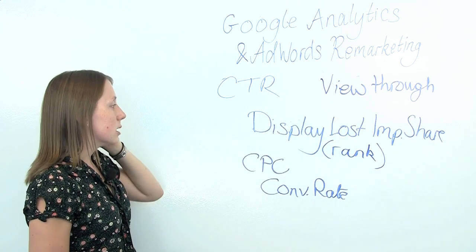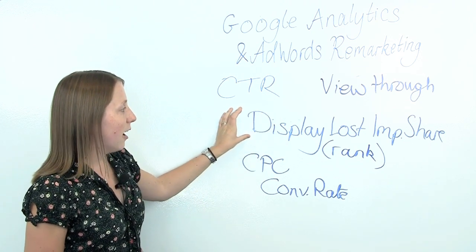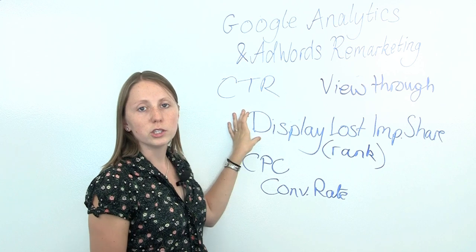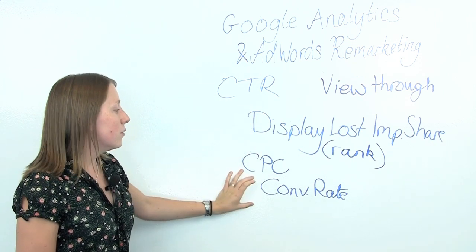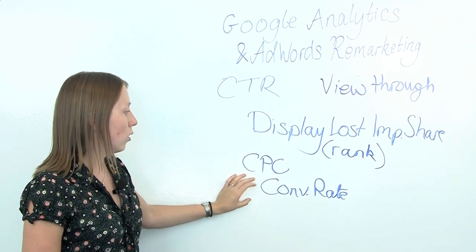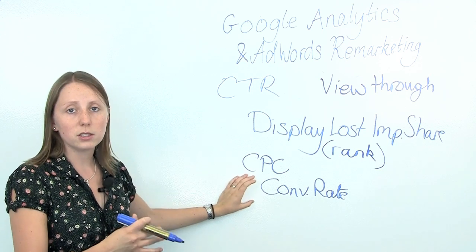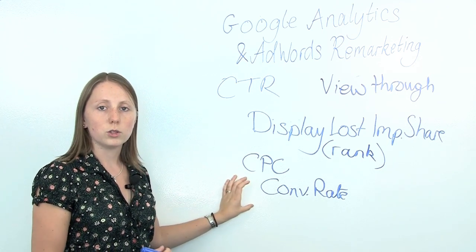So there's some statistics that you want to keep on top of. Try and keep your lost impression share down, try and get as much of the impression share of the market as you can. Click-through rate will often be low. Conversion rate is often interesting to look at on an ad-by-ad basis. Some ads and some landing pages will have different conversion rates, so it's good to work out which ones.